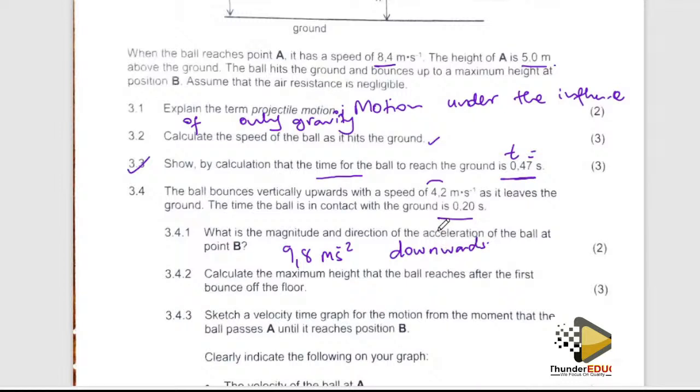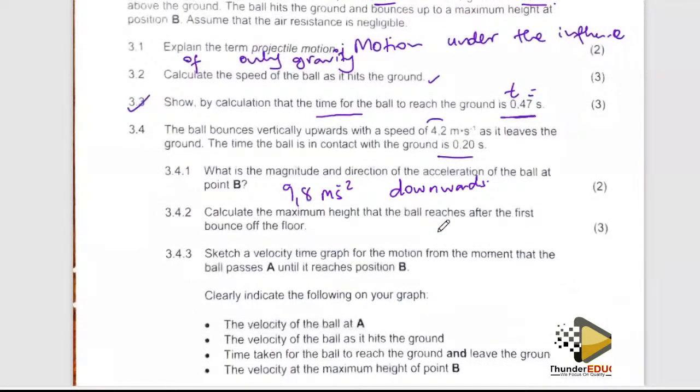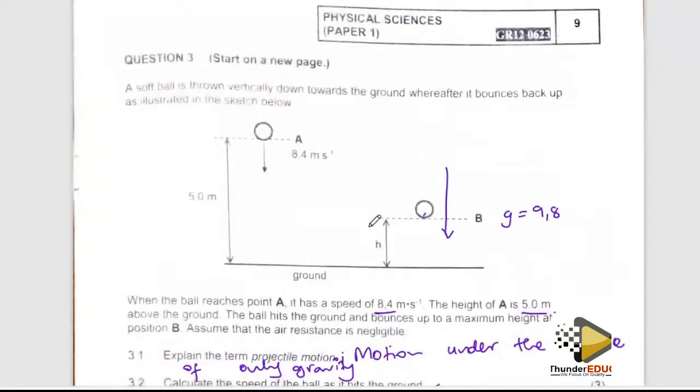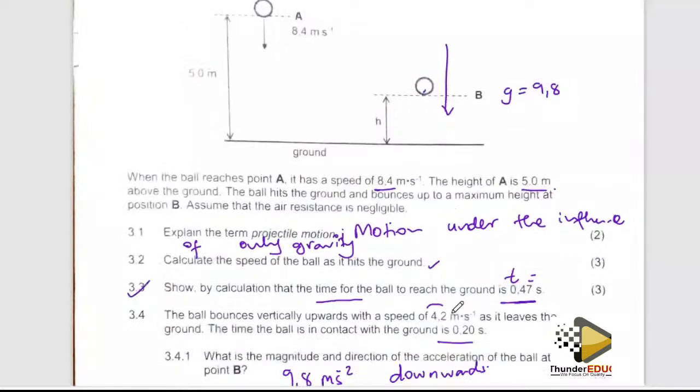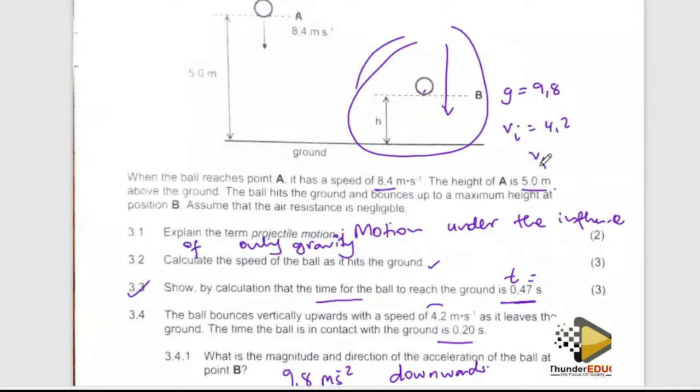All right, then 3.4.2, they want us to calculate the maximum height that the ball reaches after the first bounce. They gave us the initial velocity, so I'm going to take the 4.2 to be my initial velocity for this part of the journey. So my VI is 4.2. Now my VF is going to be 0, but my g is going to be negative 9.8.